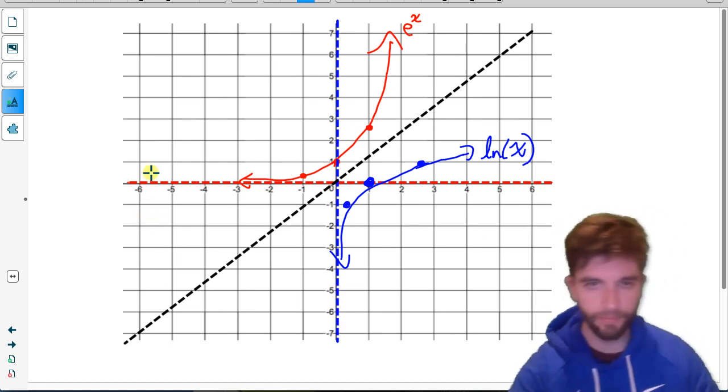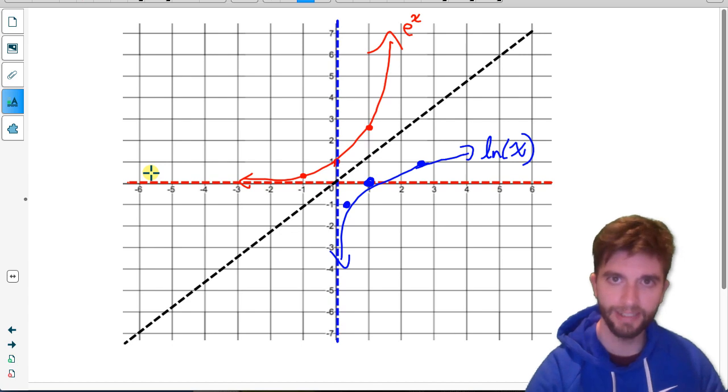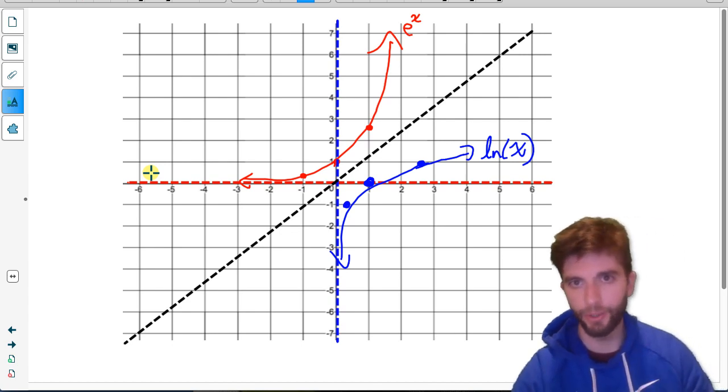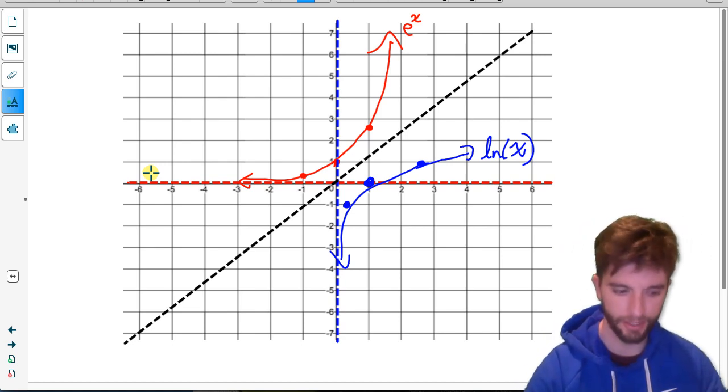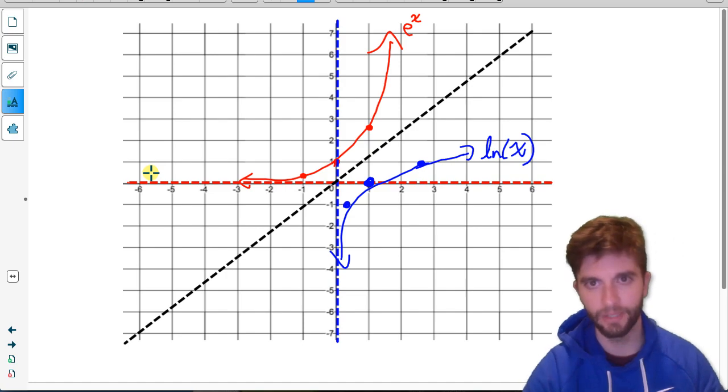All right, so hopefully now by the end of this lesson, you know what e is, you know Euler's number, you know what the natural logarithm is, and you know what their graphs look like. And you can comfortably solve exponential and logarithmic equations that have e involved in them. All right, that's it.